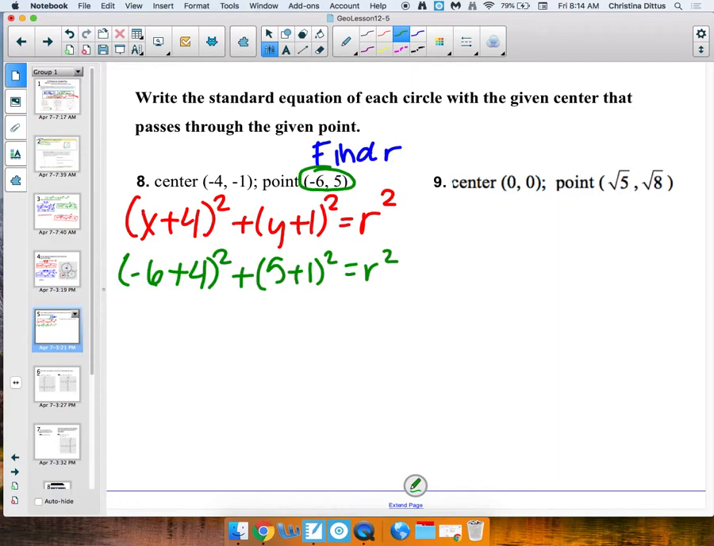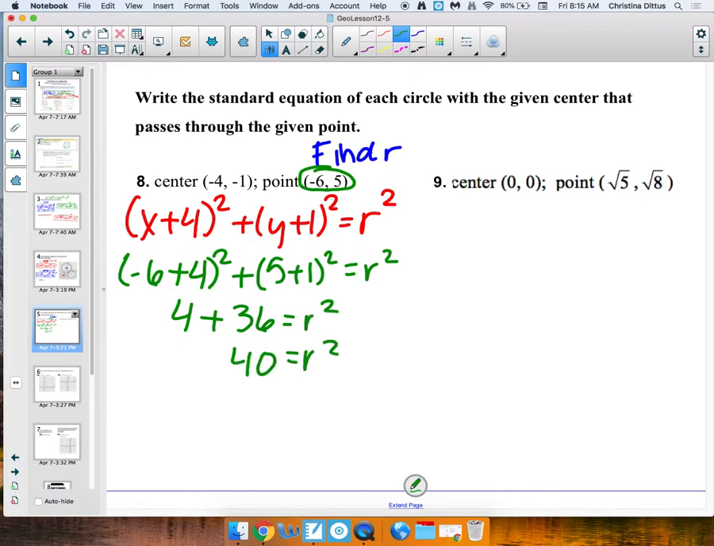So you just solved it then? So I got negative 6 plus 4 gives me negative 2. What is negative 2 squared? 4. 5 plus 1? 6. 6 squared? 36. 40. R squared is 40.